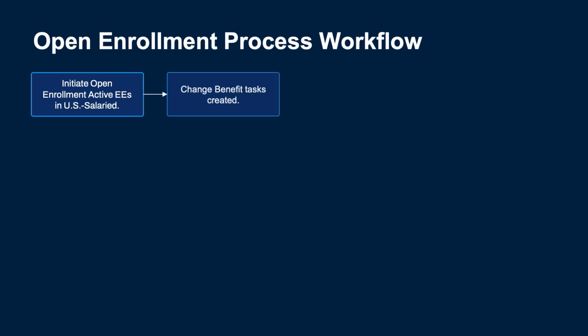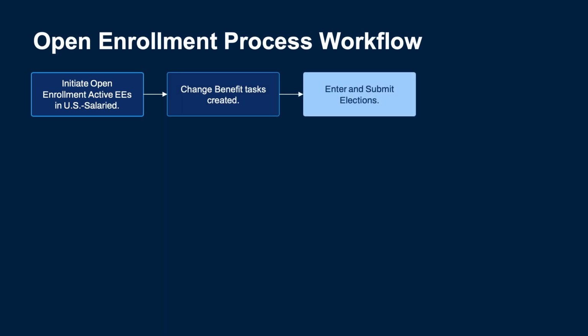First, the benefits administrator initiates open enrollment. In this case, the process includes all active employees earning a salary in the US. This initiation triggers a change benefit task that routes to each eligible employee's My Tasks. The task remains in their My Tasks section until they submit or an administrator advances the process. You can configure the system to send reminder emails by select statuses.